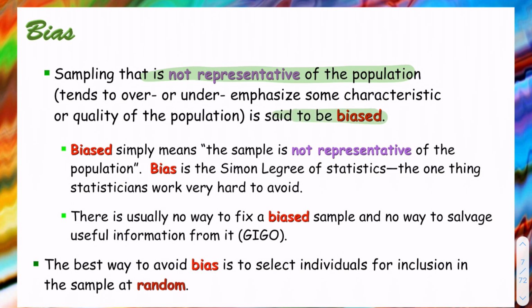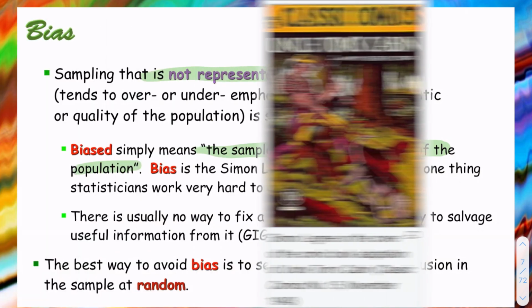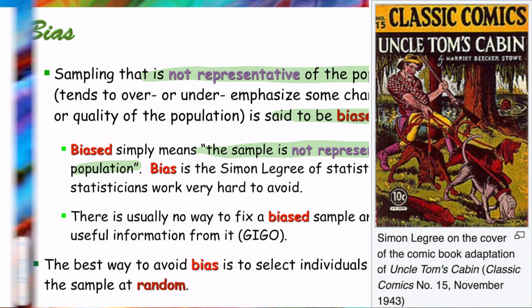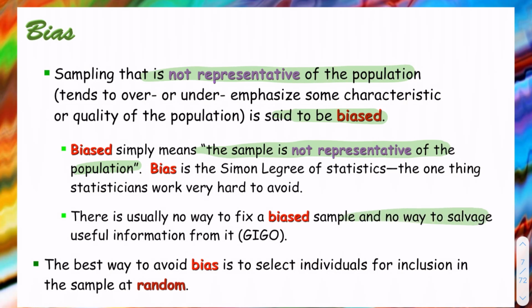And in statistics, biased means something specific. It doesn't mean we're against something, which in our colloquial terms is misused. So I want you to think statistically. Biased simply means the sample is not representative of the population. Bias is the Simon Legree, pictured here, of statistics, the one thing statisticians work very hard to avoid. There is usually no way to fix a biased sample and no way to salvage useful information. Get it? This is garbage in, garbage out. If a sample is biased, there's no use in using it because the data is useless.